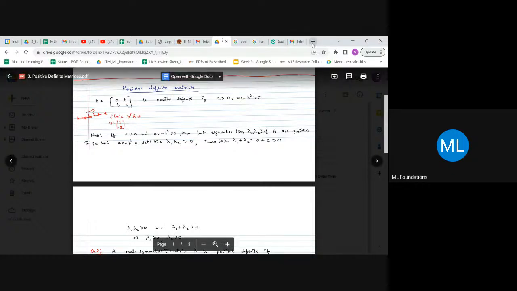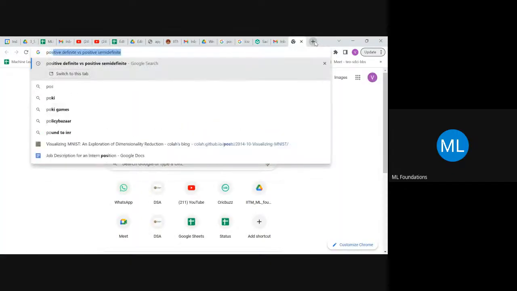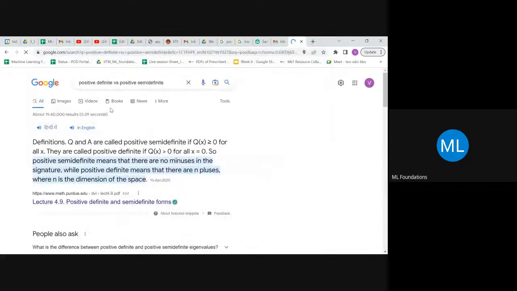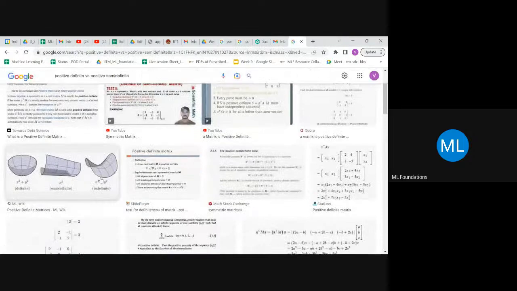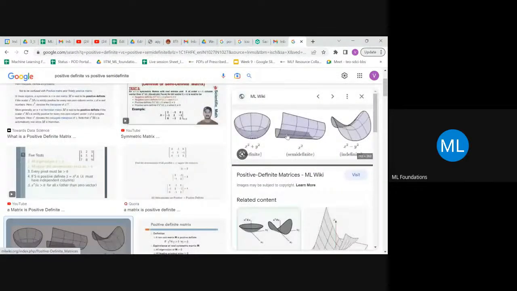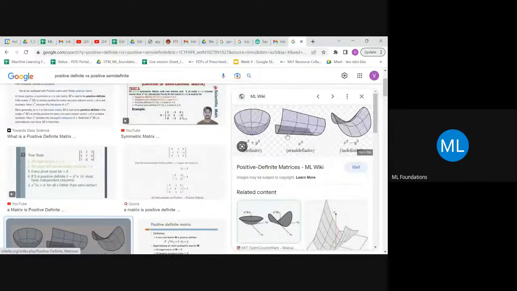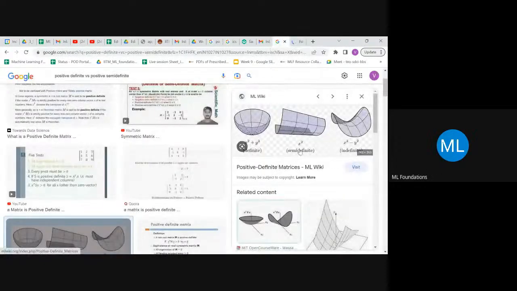I'll just show you one graph. You can see this plot, right? The first one is the definite, positive definite. I was telling you this is like a ball, and that is going upward. The second one is the semi-definite, and the third one is the indefinite. I'll tell you about the other two functions also. The first one is the definite; I'll explain everything about the first matrix, and then we'll move forward.